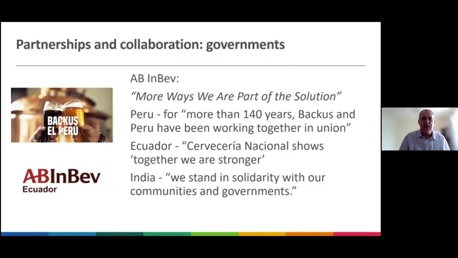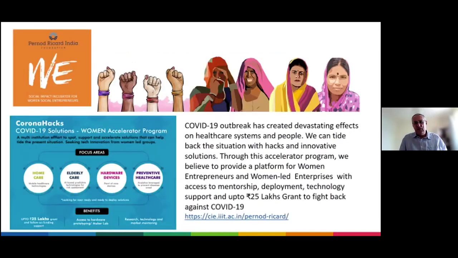And that's very evident when we look at an international level, at AB InBev, for example, where if you go to their COVID page, that's very much badged around more ways in which we are part of the solution, positioning COVID response as part of a much broader capacity, or claimed capacity, for AB InBev to work with governments in developing countries to achieve shared objectives. And we can see this in Peru, in Ecuador, in India, in claims to stand in solidarity with our communities and governments. And when you begin to unpack these a bit more, it doesn't take a lot of work to begin to see a fairly clear fit between philanthropic initiatives and core strategic goals.